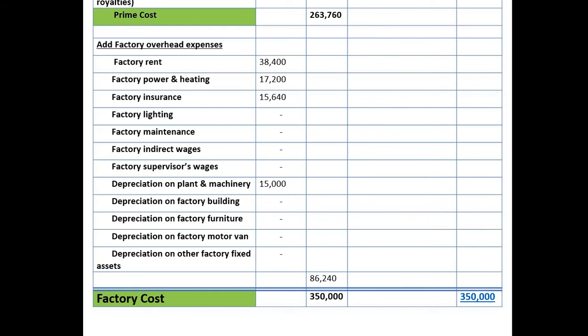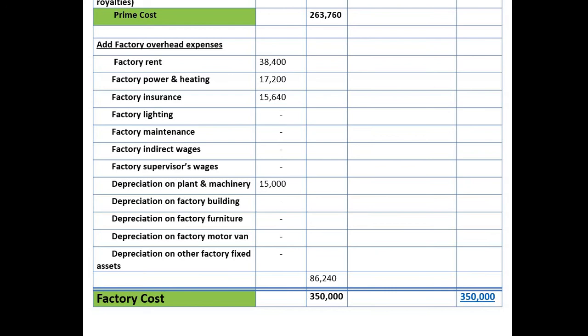The following factory expenses were also incurred. There was factory rent that amounted to 38,400. We had factory power and heating, which amounted to 17,200. We had factory insurance, which is 15,640. We were not given factory lighting. We were never given factory maintenance. We were never given factory indirect wages, factory supervisors' wages, but we were given depreciation on plant and machinery.